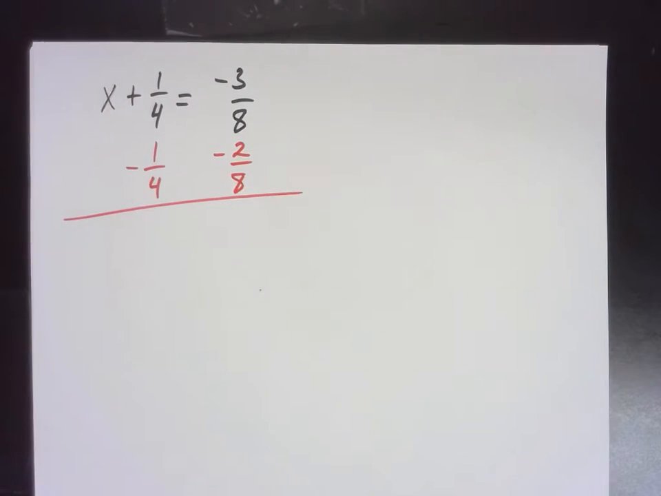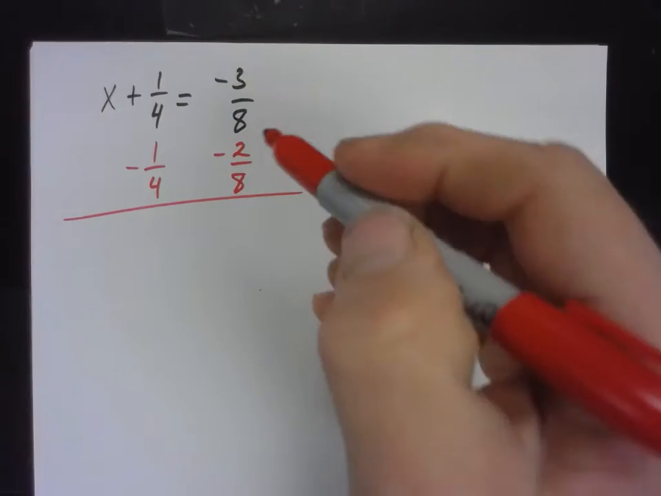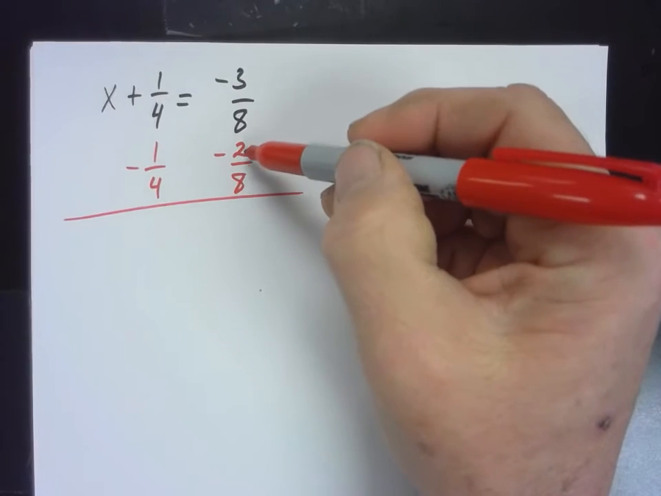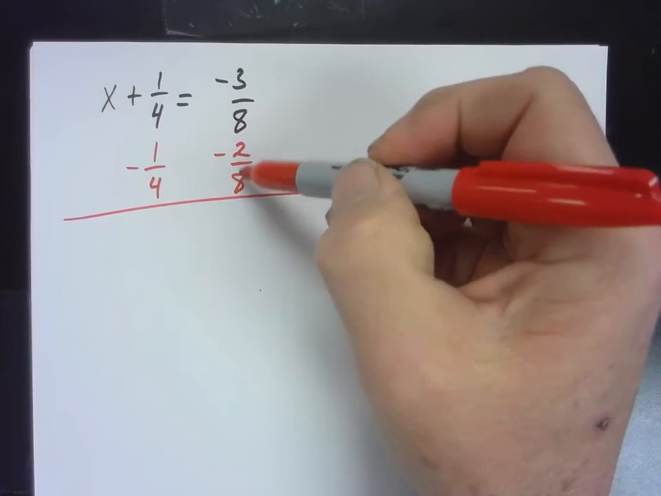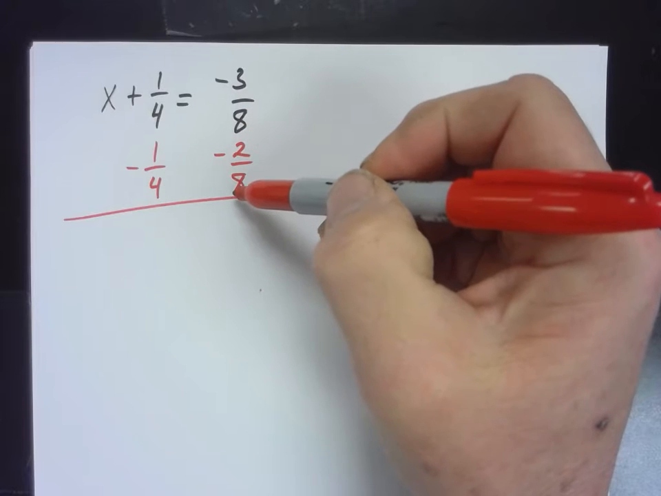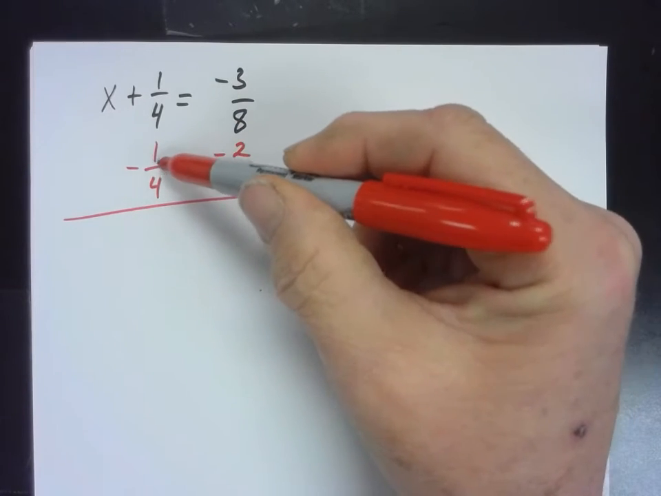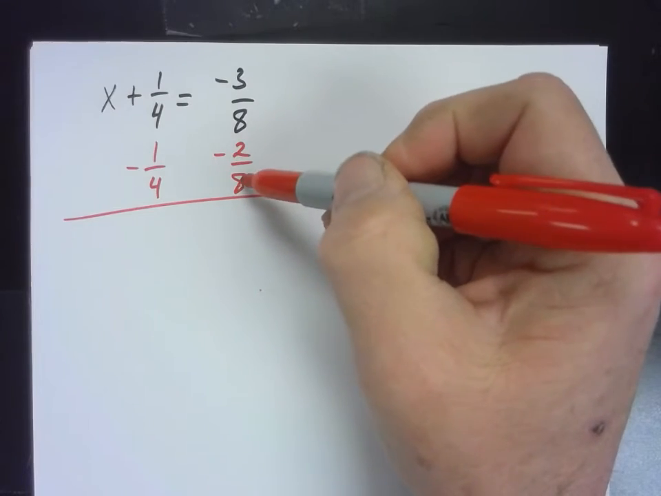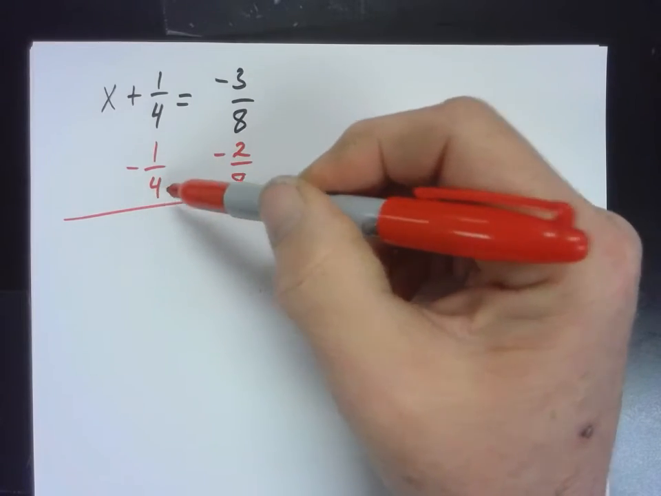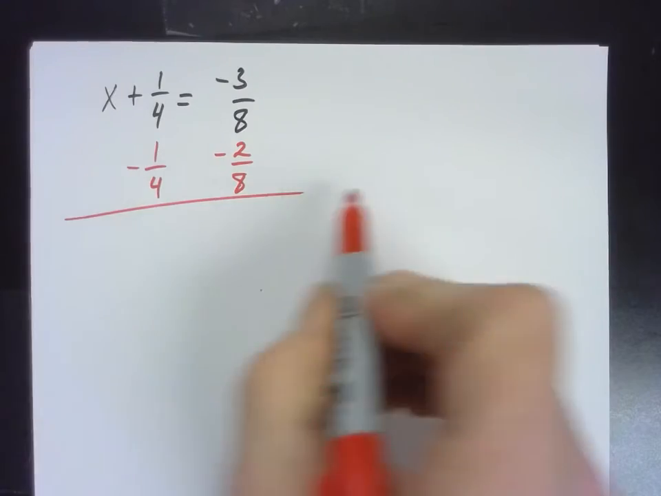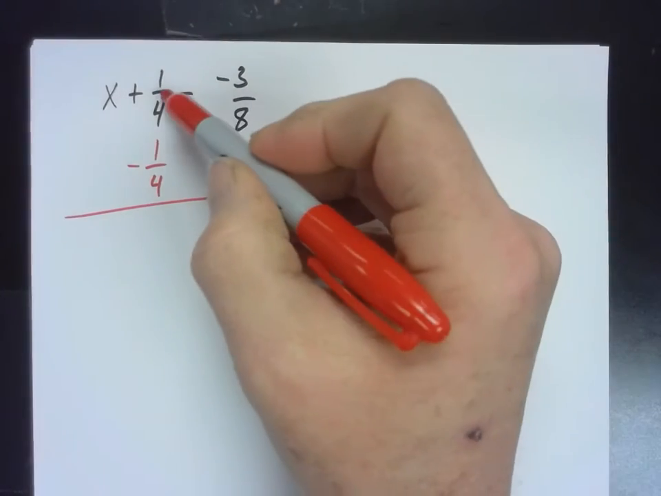Subtract 1/4. Okay. So if I subtract 1/4 from that side, though, what do I have to do over here? I heard someone say subtract 2/8. Why 2/8? Because that's the common denominator. Negative 2/8 is the same as negative 1/4, and there you go. So I put my big add subtract line underneath. What do I do with these two?